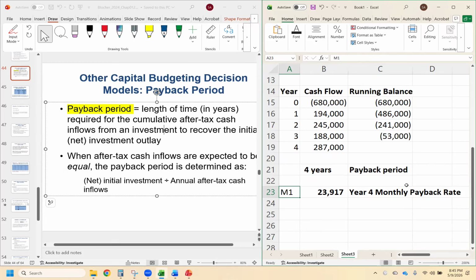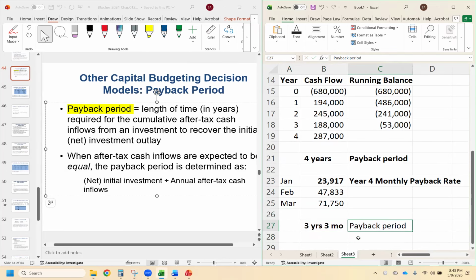So what, well, you could do January. And then in February, you'd get that much again, 47. And then in March, you'd get that much again, 71. Okay, so there we go, 3rd month. So if you wanted to be really technical, you could say 3 years, 3 months is the payback period.